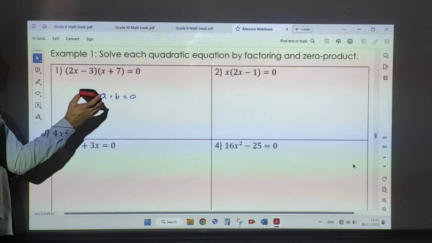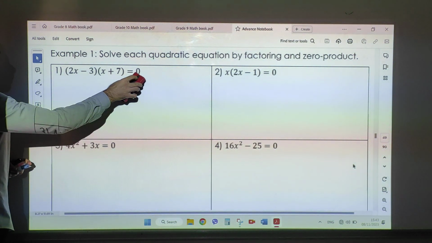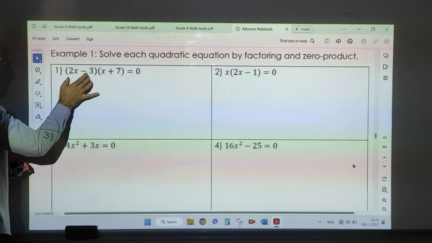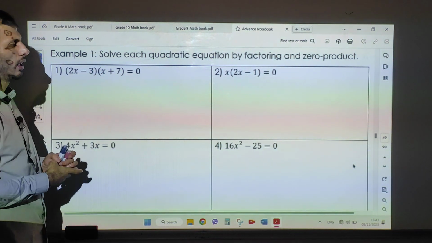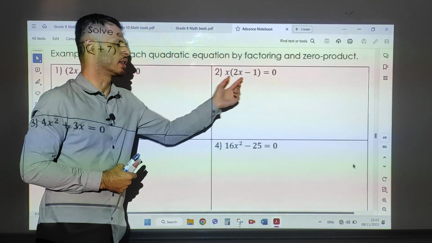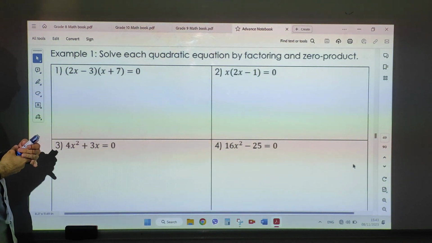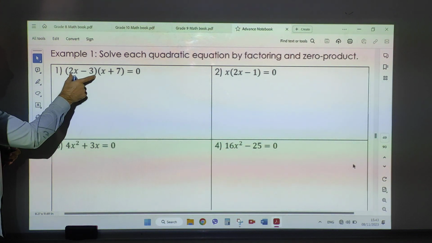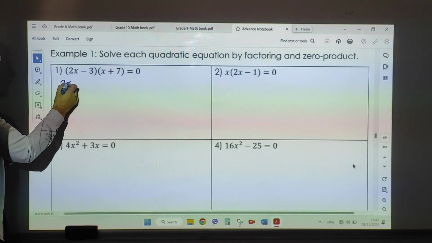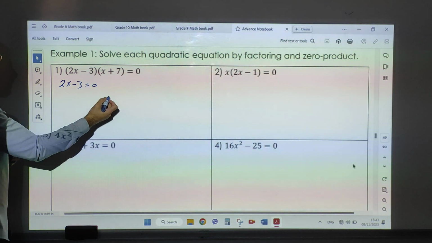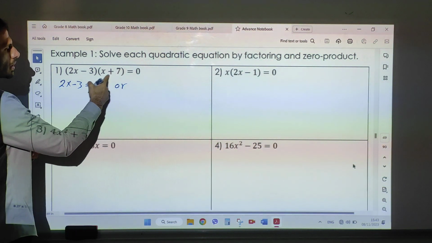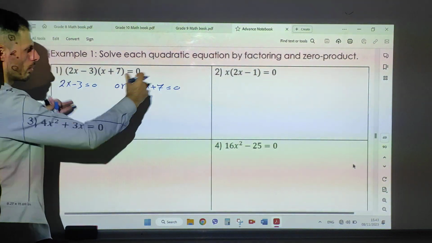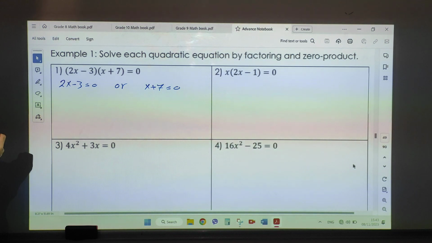From this logic we solve this kind of questions, which is equal 0. If the question itself is factored, it's two different parts multiplied by each other equal 0. Directly you start solving. How do you do solving? You will say this bracket, 2x minus 3 equals 0, or the other one must be 0, x plus 7 equals 0. Always you'll make it two parts and solve each one of them.